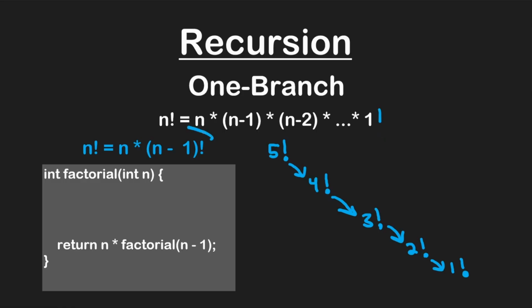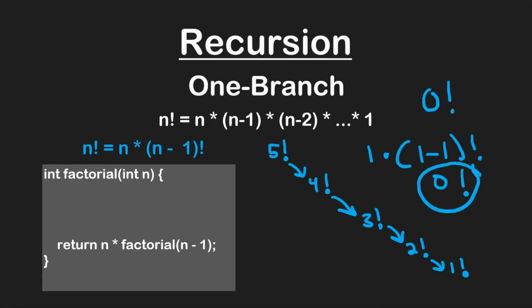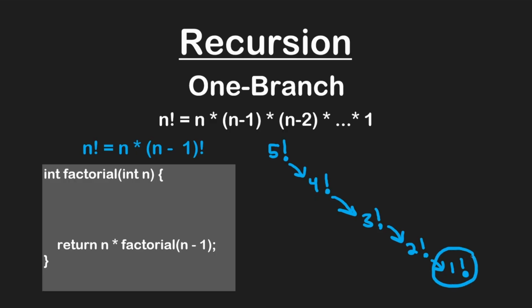So we don't have to do this calculation because it would result in 1 times 1 minus 1 factorial, which is 0 factorial, which in math is valid. 0 factorial would also map to 1, but that's not so important for our case here. What's important here is that 1 factorial is when we can stop. So in terms of code, that would look something like this.